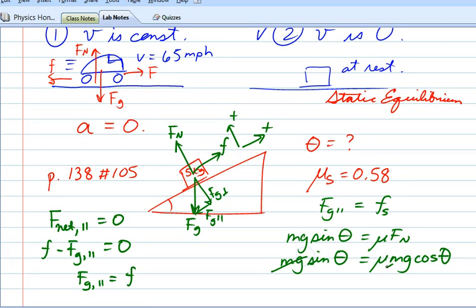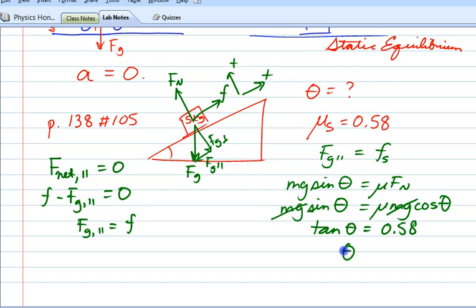And then we can cancel things out, and doing a little bit of math, we figure out that the tangent of theta is 0.58, or theta itself is about 30 degrees. And so that's really all that there is to static equilibrium.